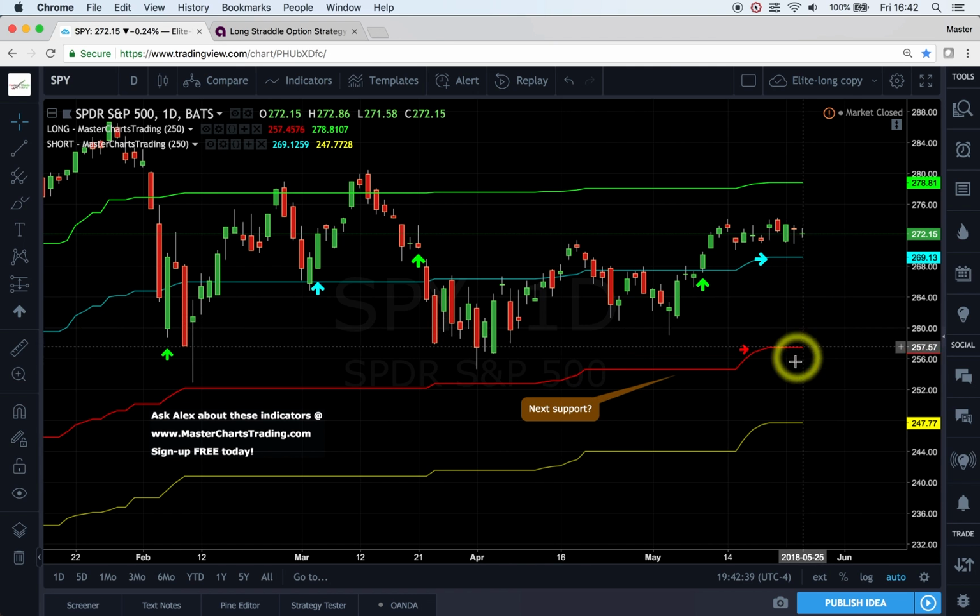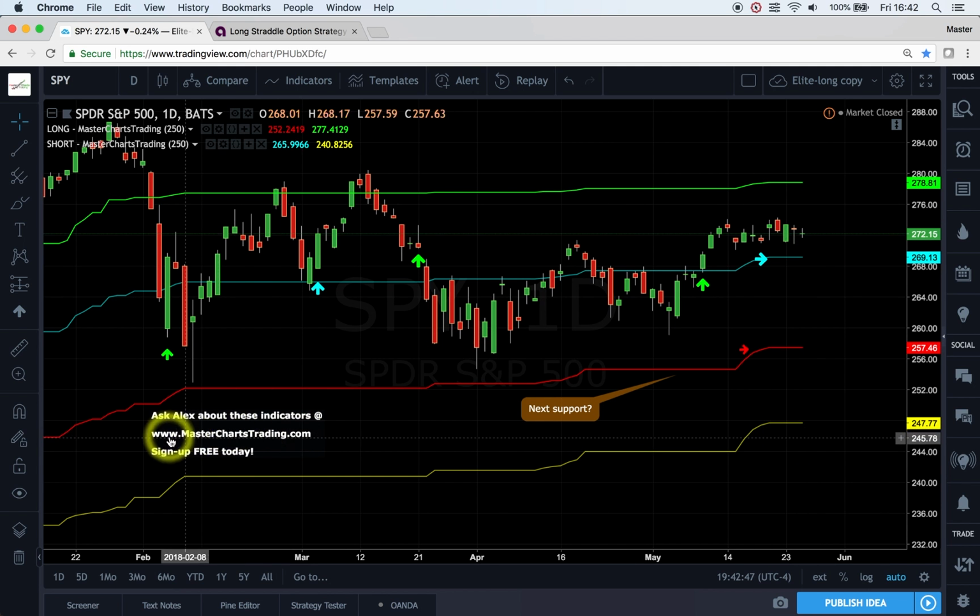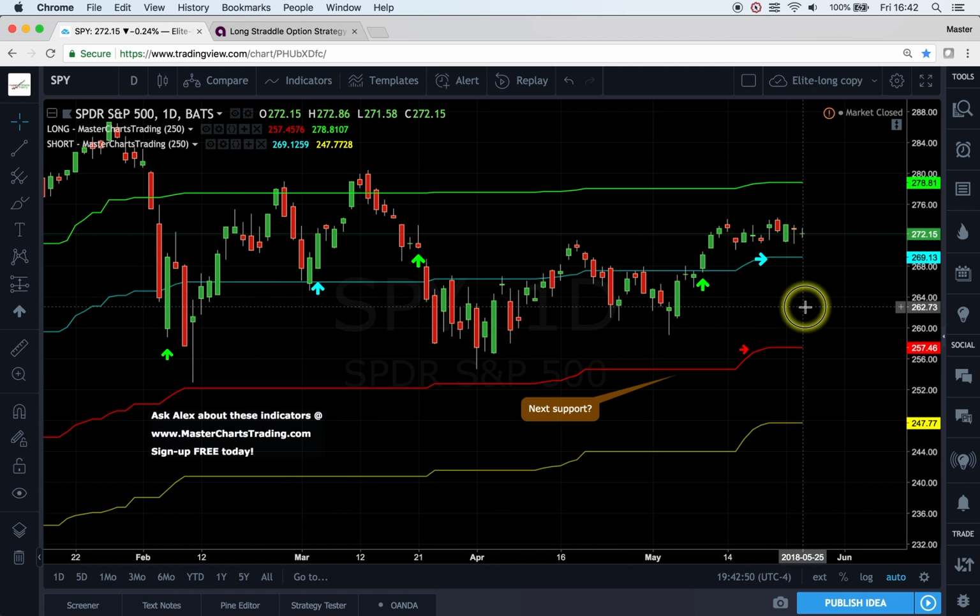Again, throughout the presentation, I'm going to be using these indicators, these 4 lines on the chart. So you've got the green, the blue, the red, and the yellow line, and you can find out more about them at MasterChartsTrading.com. These are basically support and resistance lines, and they call price action, in my opinion, quite well. My subscribers and myself have been using them to trade quite successfully.